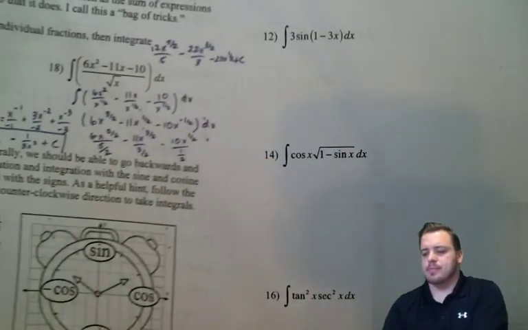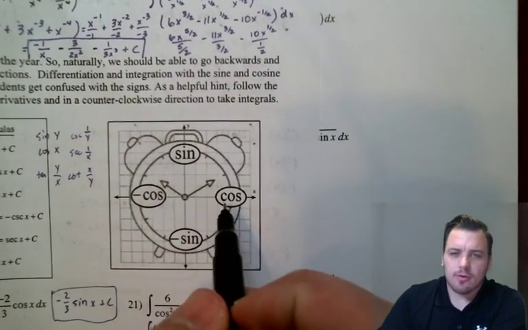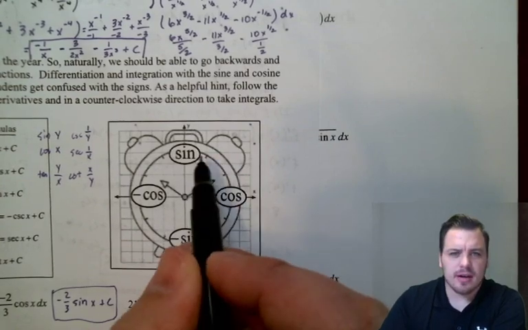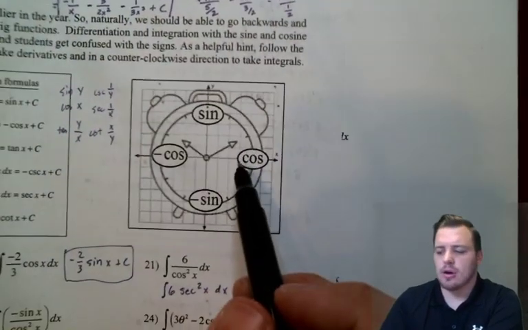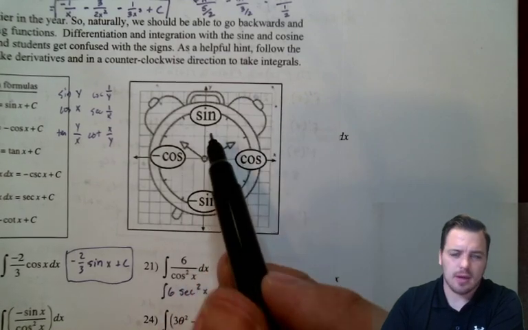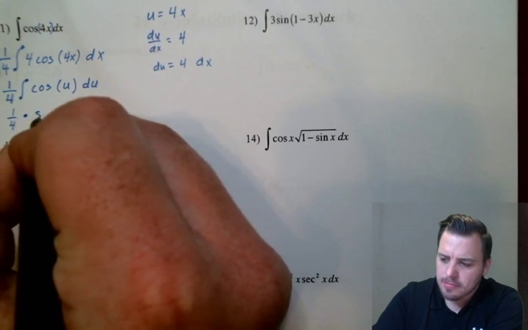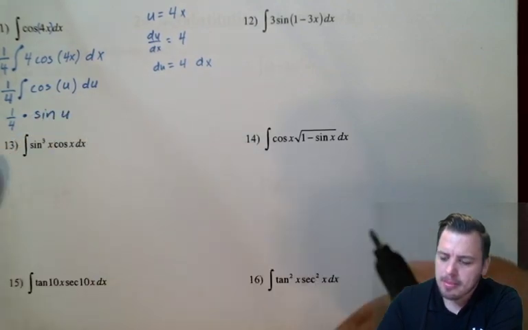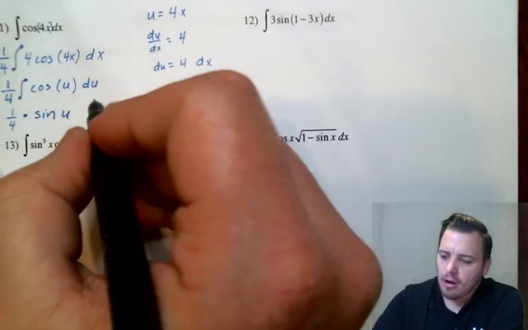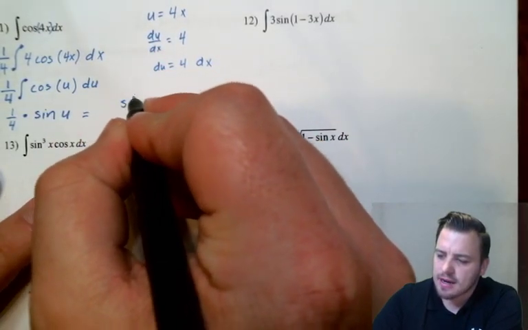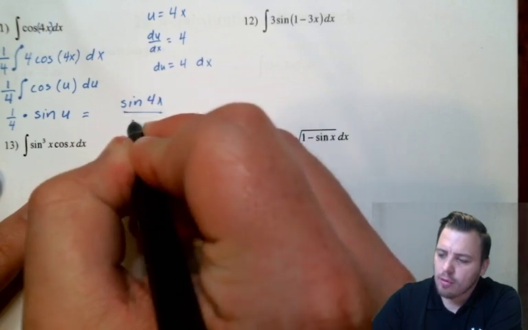Oh, there we go. If you have your clock here, and you were at cosine, remember on your clock you go the opposite way. So if we're at cosine, we just go to sine. And going the other way is the derivatives. So that would be times sine u, and then all of that would simply equal sine u, which is 4x, so sine of 4x over 4 plus c.